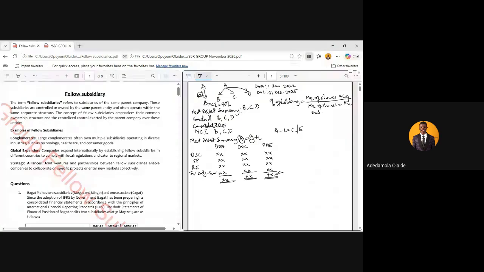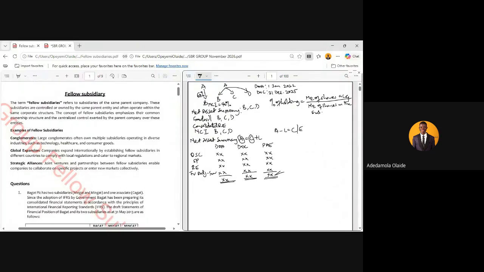And equity items are things like ordinary share capital. So for the ordinary share capital, we bring the value at the date of acquisition and the value at the date of consolidation. For share premium, we bring the value at the date of acquisition and the value at the date of consolidation. For retained earnings, we also bring the value at the date of acquisition and the value at the date of consolidation.